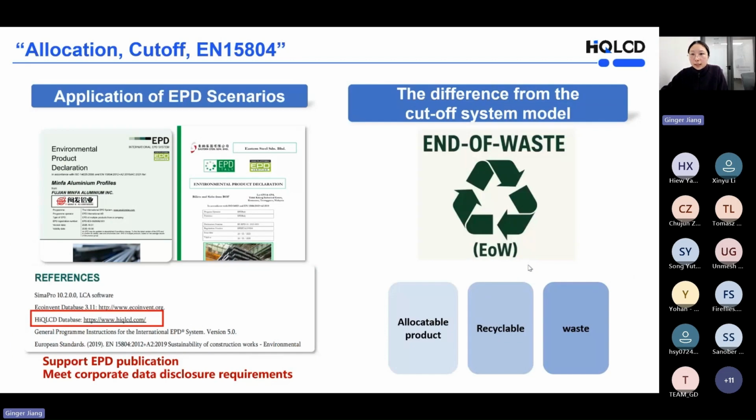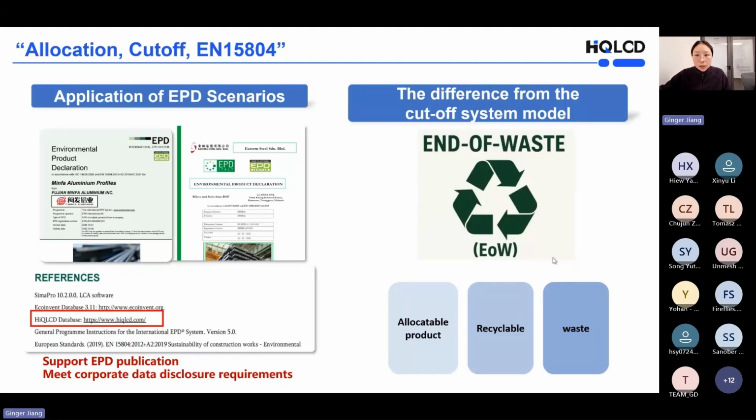The most significant update in version 1.4 is the addition of the allocation cutoff EN 15804 system model. This model is an attributional system model developed to meet the needs of practitioners working on environmental product declarations. It complies with the attributional interpretation of EN 15804, ISO 21930, and ISO 14025.